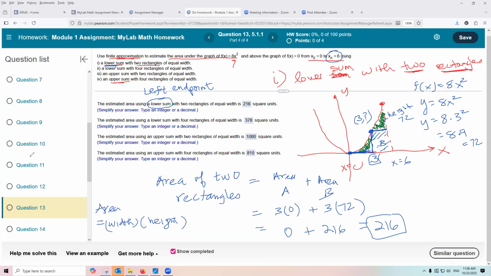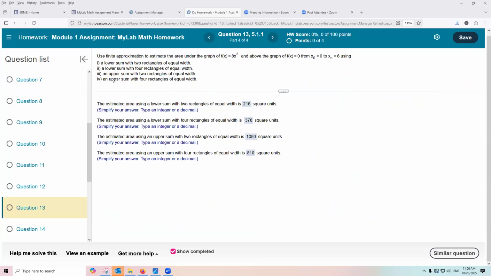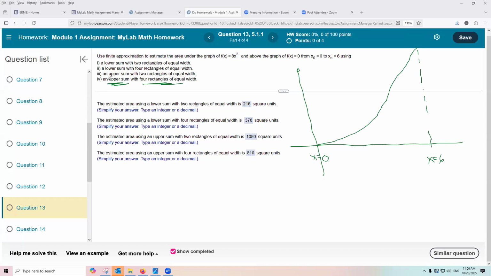All right, let's do the last part of this to kind of show that. Let's do an upper sum with 4 rectangles. All right, so let me draw my diagram here. Here is a rough sketch of the curve. We're going from x equals 0 to x equals 6. All right, and I need to create 4 rectangles of equal width, it says. So let me draw 4 rectangles like this. I'm going to call these rectangles A, B, C, D.